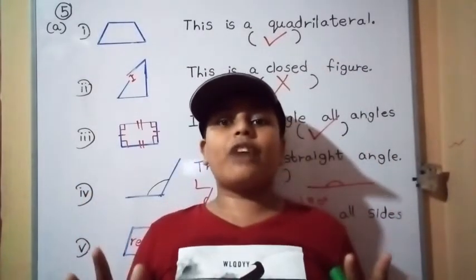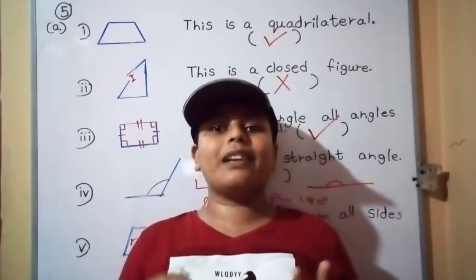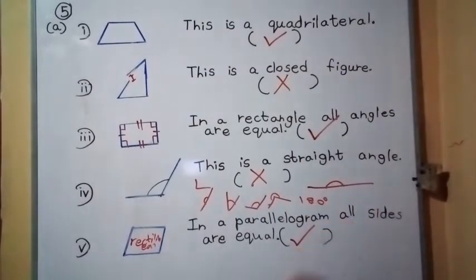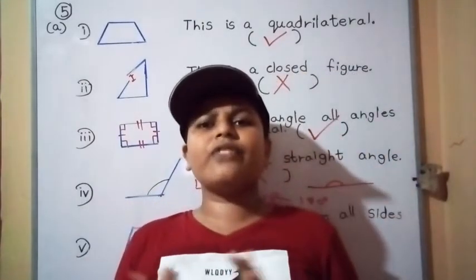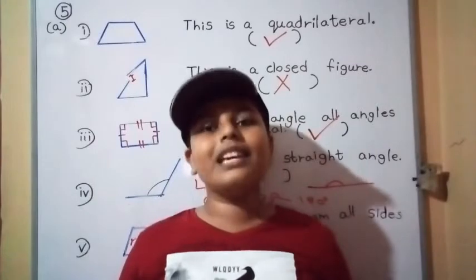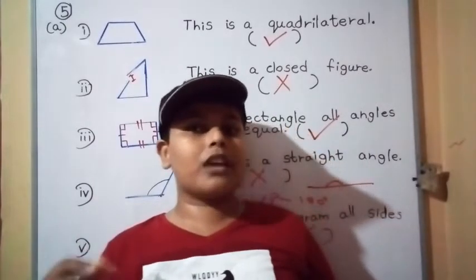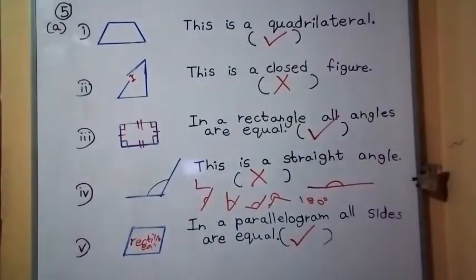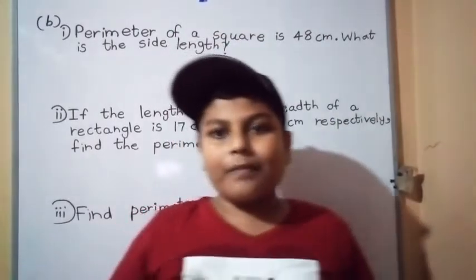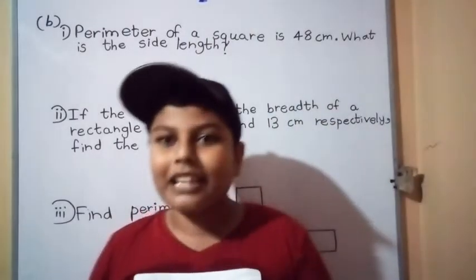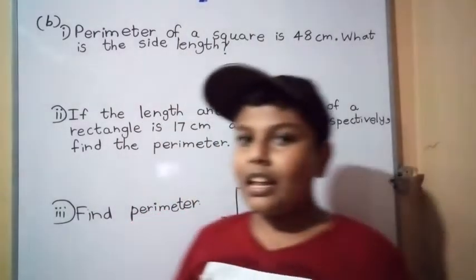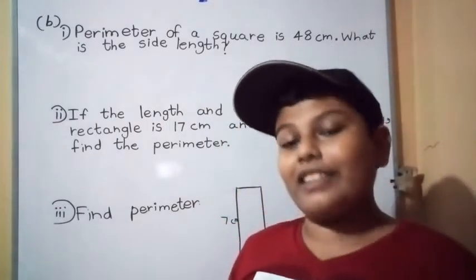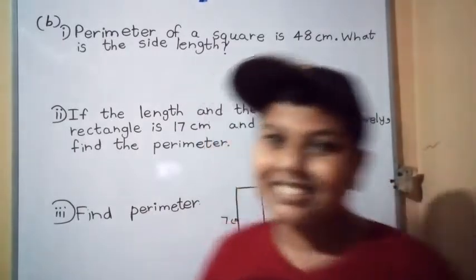Alright, the fifth question has 2 parts, A and B. Part A is finished. Let's move to part B. In this paper, part 2, grade 6, this is part B in the fifth question.